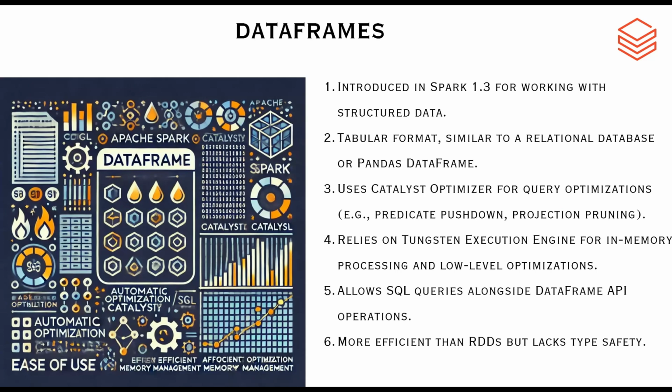In addition to Catalyst, the Tungsten execution engine is also employed by data frames for physical optimization. Tungsten improves the execution by focusing on low-level optimizations, such as in-memory processing, cache optimization, columnar storage and memory management, which significantly boosts performance by minimizing disk I/O, and it also speeds up CPU processing. We can say that data frames also have SQL compatibility.